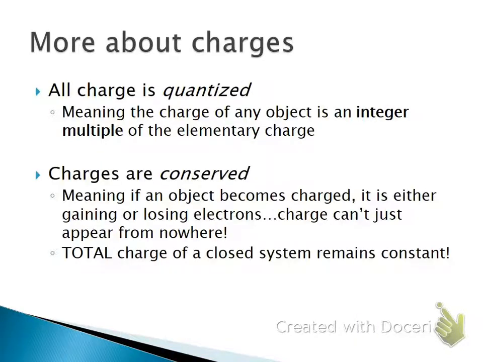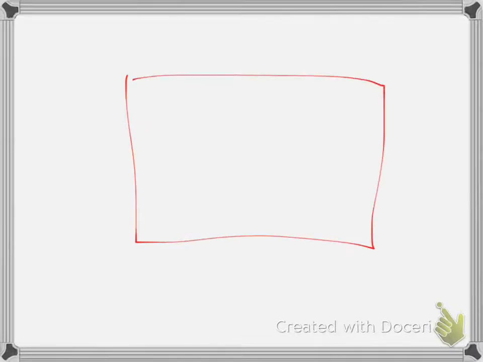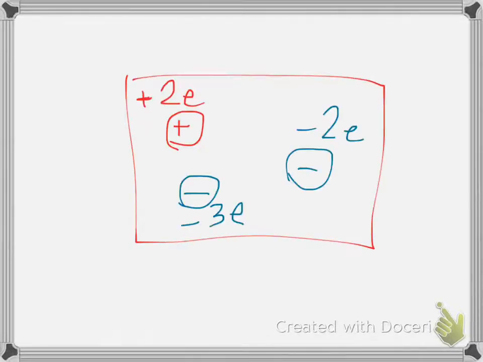Another thing about charge is that it is conserved, which means charge doesn't just come out of nowhere. It has to be from the exchange of these charged particles. And the total charge of a closed system remains constant. Let's say I've got a system, and inside the system I have but 3 objects. 2 of them are negatively charged and 1 is positively charged. The total charge of this whole system, well, 2 minus 3 is negative 3. Right? So that means if you look at all these objects together, there are 3 more electrons than there are protons, basically.